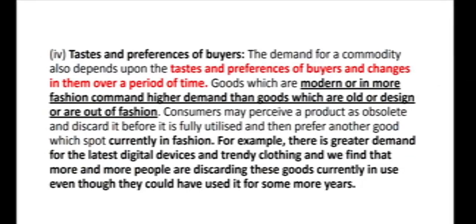Next thing we have is the taste and preferences of the buyer. Demand also depends on what people really like. For example, if there is a new smartphone in the market, everyone wants it, even if your old phone works just fine. You might still feel like upgrading.